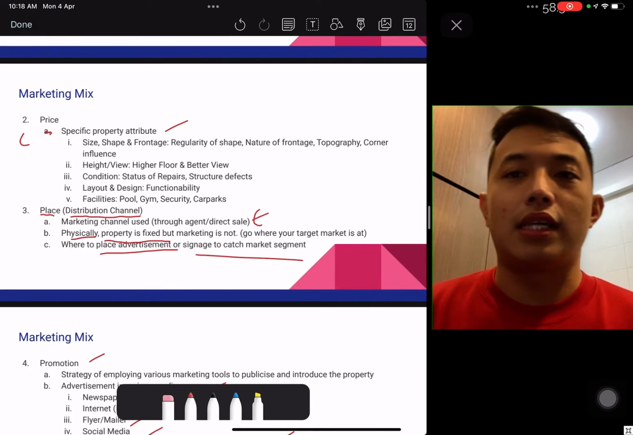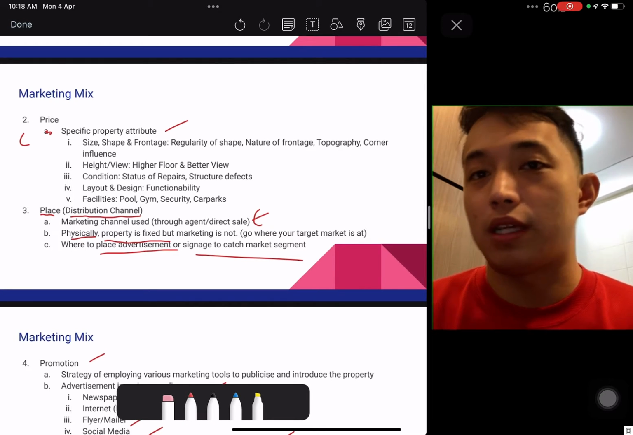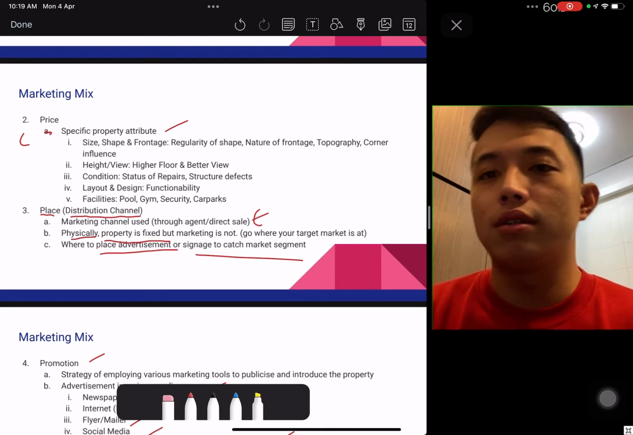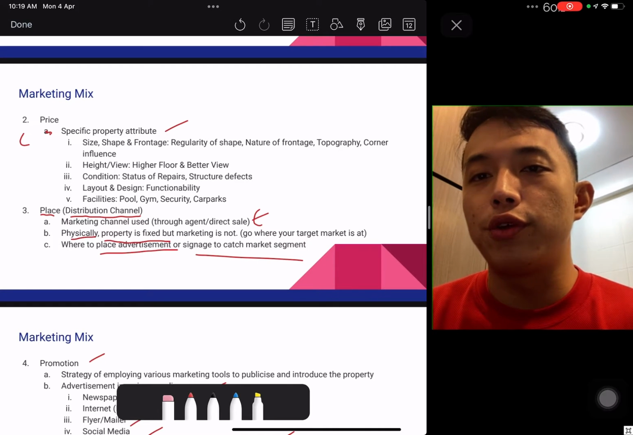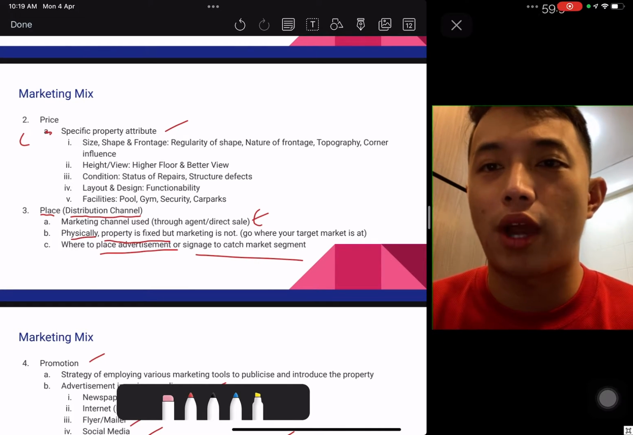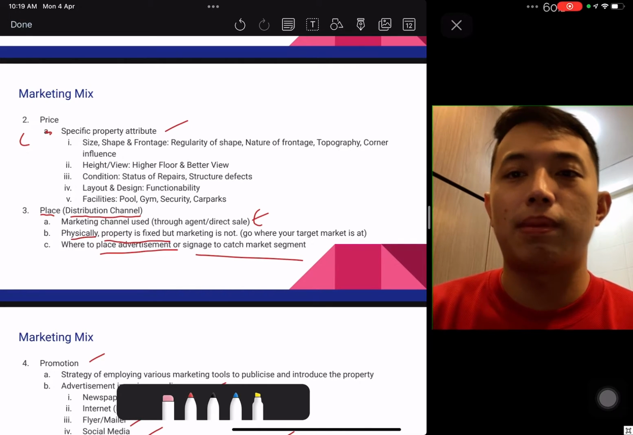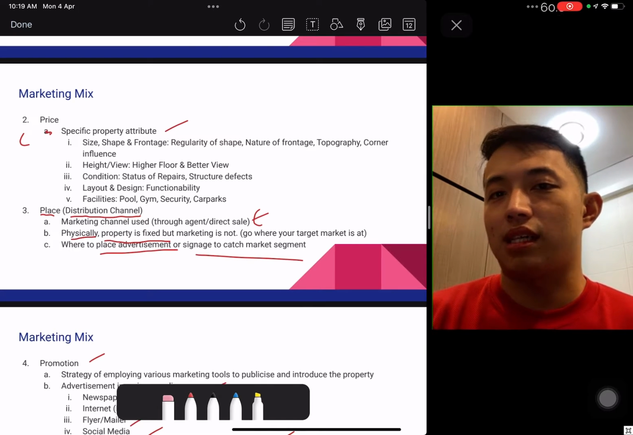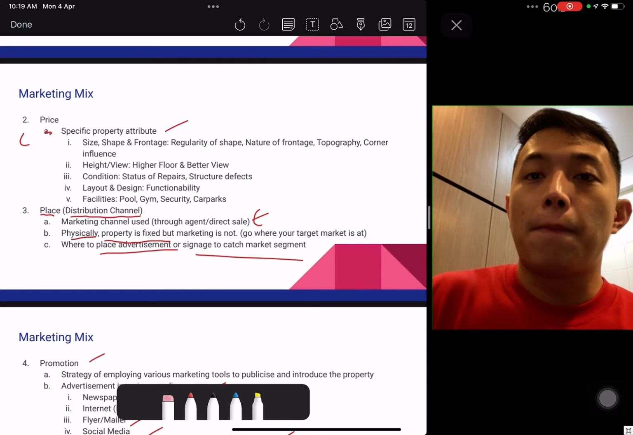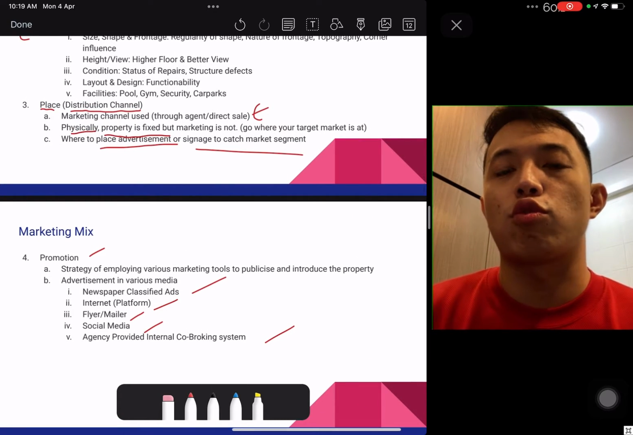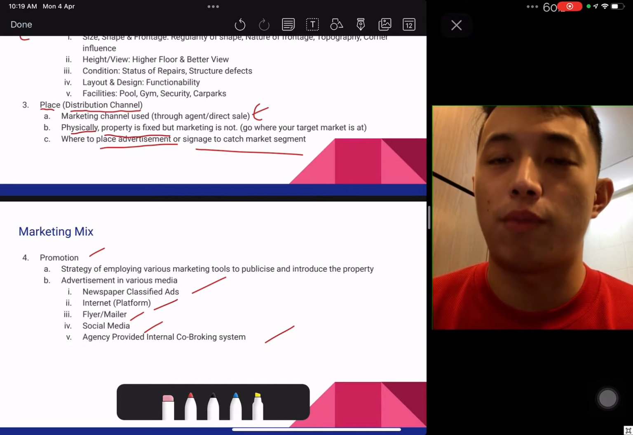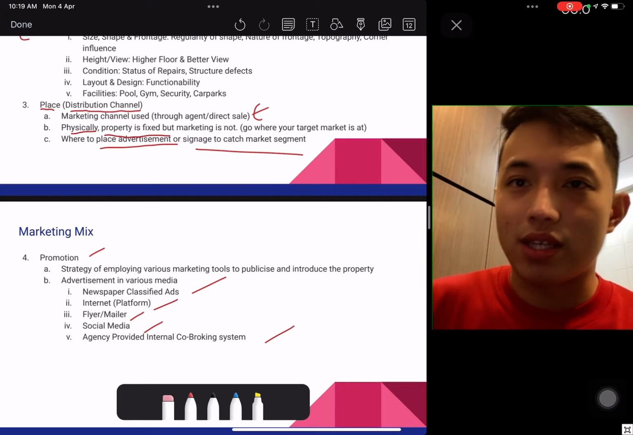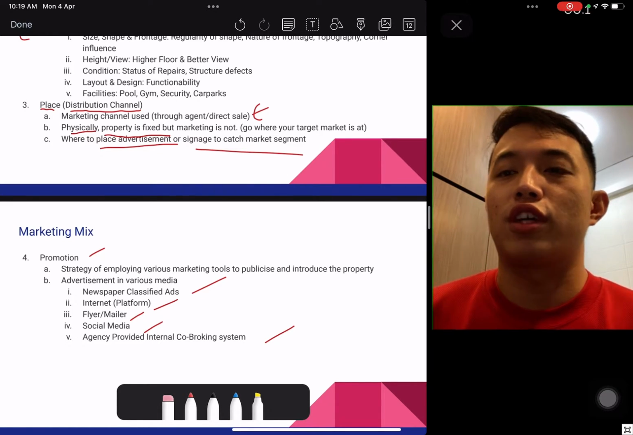Continuing with price, property attributes affect the price too, such as size, frontage, corner unit, high floor, low floor, good view, not-so-good view, condition, old, new, renovation required, and layout. Is it good or not? Some people like this shape, some people don't. Also facilities such as gym, pool, tennis court, car park, and security. Place is not only about physically where the property is, it's also where you are going to distribute your information, such as marketing channels and distribution channels, and where your advertisement is going to capture people's eyes.